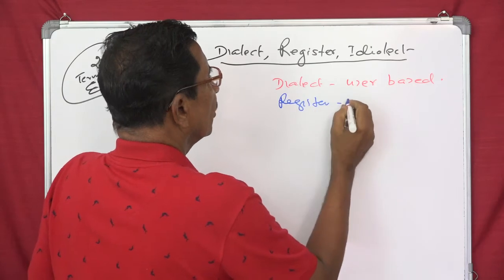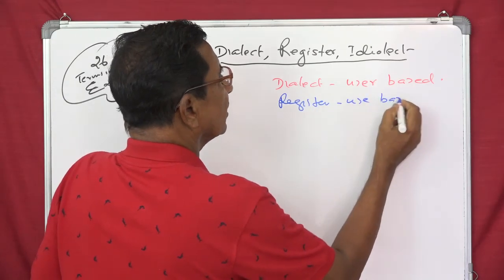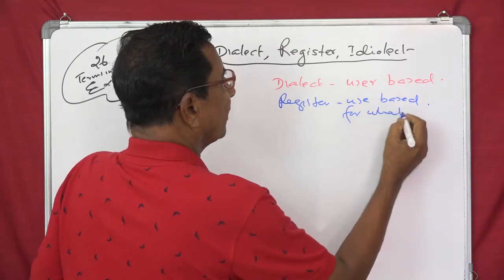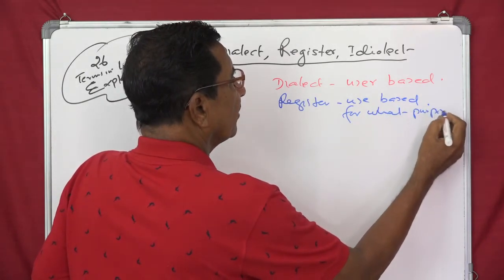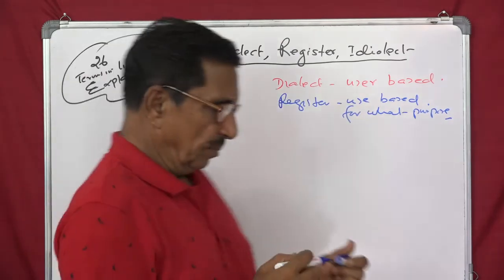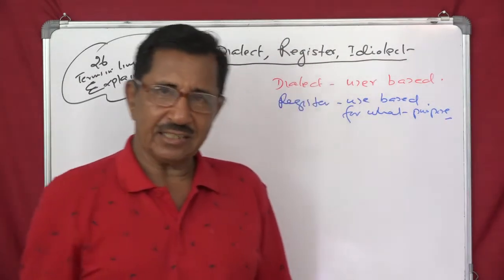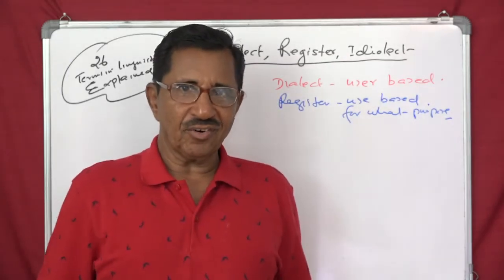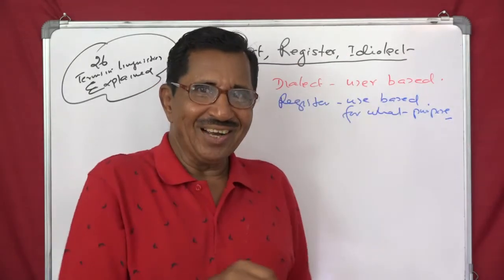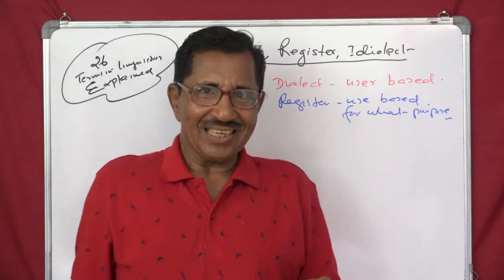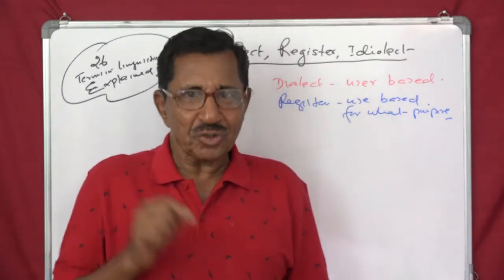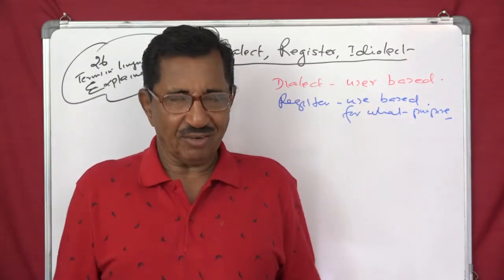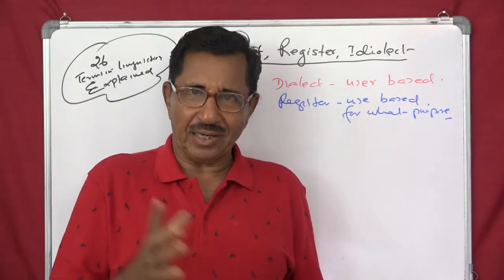Register is use based. Use based means for what purpose it is used. For what purpose? Now what does that mean? It can be used for medical purposes, then it is medical register. Legal purposes, then legal register. Don't think that register means a book where you are writing these things. No. Register means a variety of language used for a particular purpose.